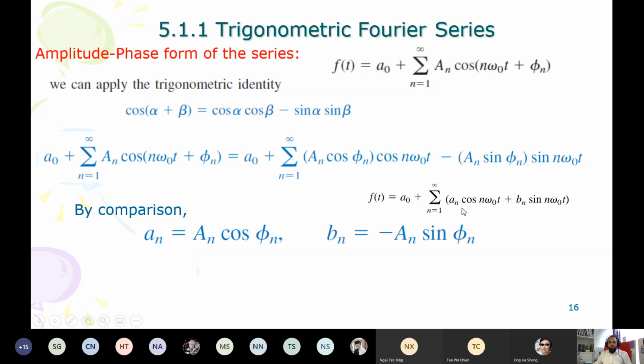So by comparison, we can see that An cos phi is an, and An sin phi is minus bn.